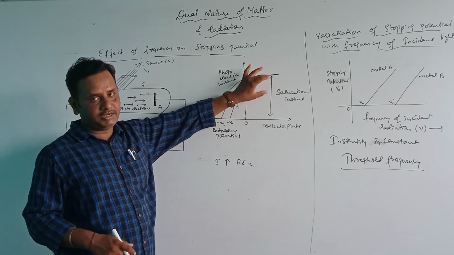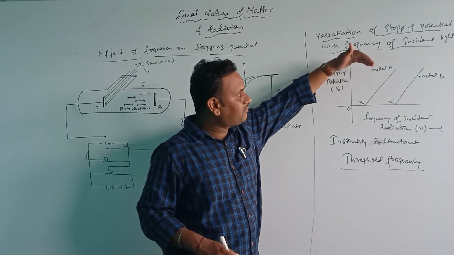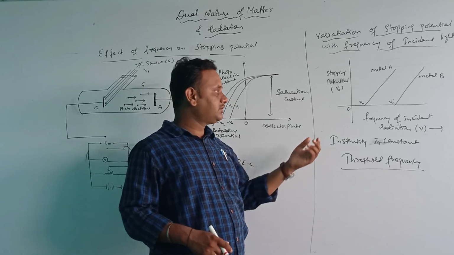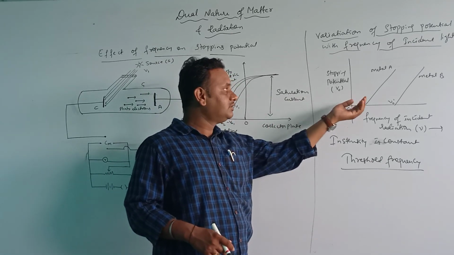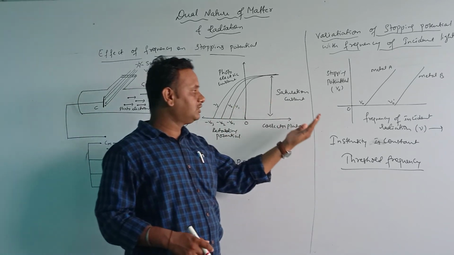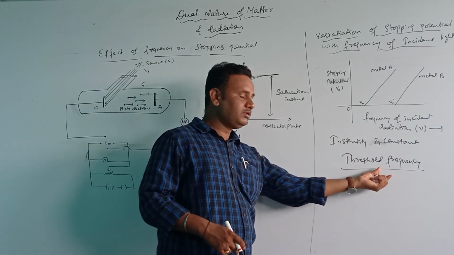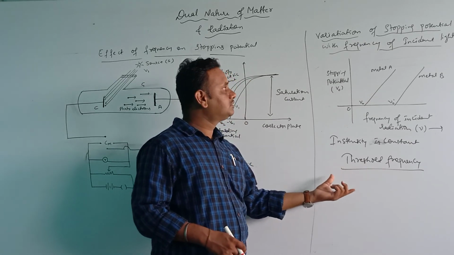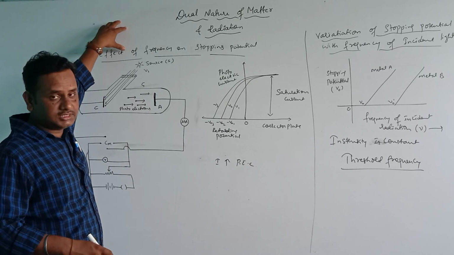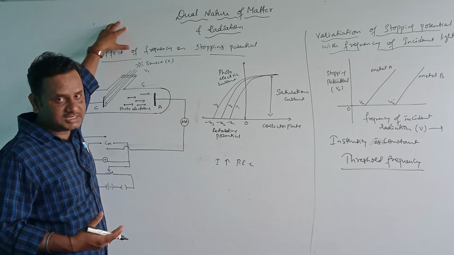It is independent. And for all different metals we have some different minimum frequency. Once those metals get the minimum frequency, only then can they emit the photoelectrons. That frequency is called the threshold frequency. So this is what we discussed in today's class. Again we will continue in the next class.